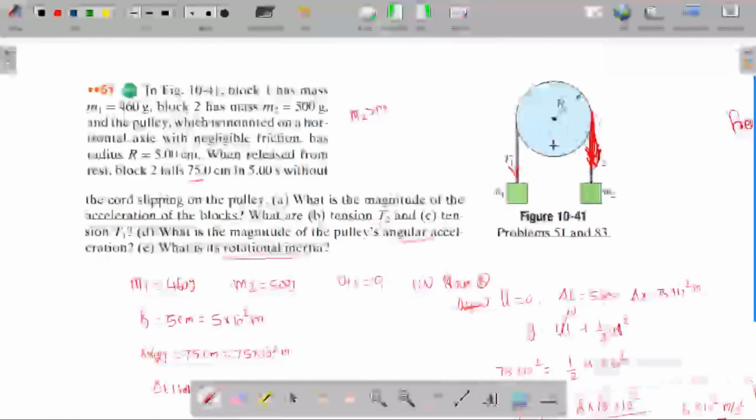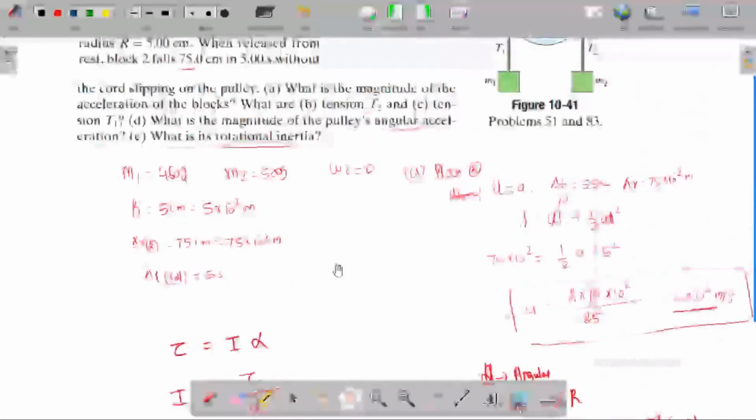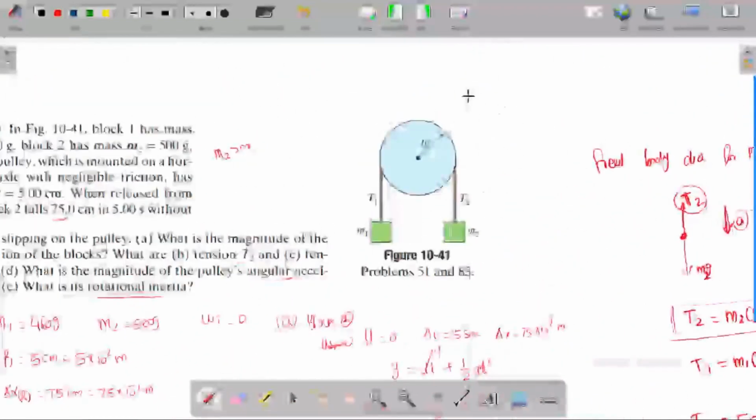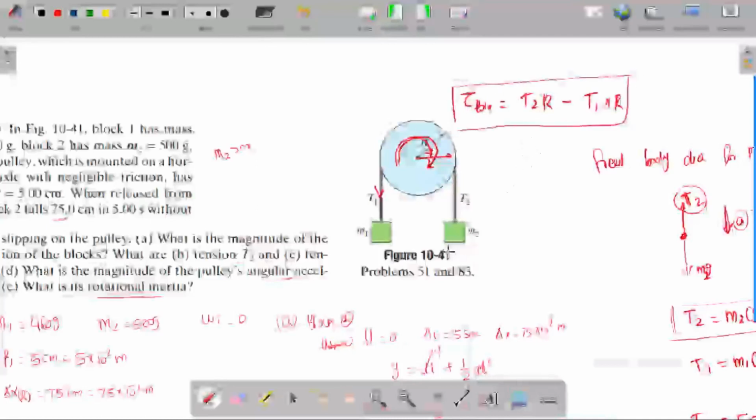If you look at the anticlockwise motion, but tension 2 then is positive, tension 1 is negative, choosing clockwise as positive. So the torque is equal to what? Force into distance. Here two forces are involved. T2 into the radial distance R, minus T1, the radial distance is R. The drum is rotating in this direction.